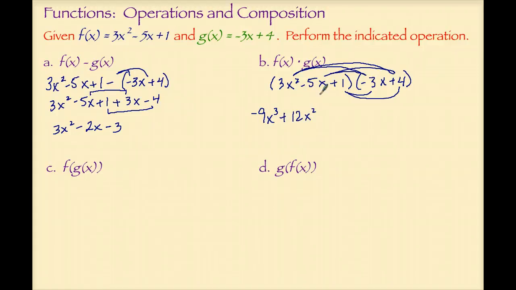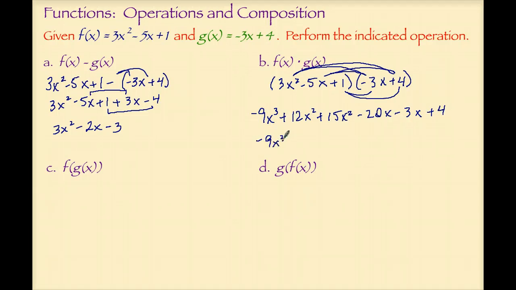Now moving to -5x times -3x, a positive 15x squared, and then -5x times 4, -20x. The last round of multiplications, positive 1 times -3x, -3x, and 1 times 4 is 4. 1, 2, 3, 4, 5, 6. You can check to make sure you haven't missed anything by counting. And now let's look for like terms.